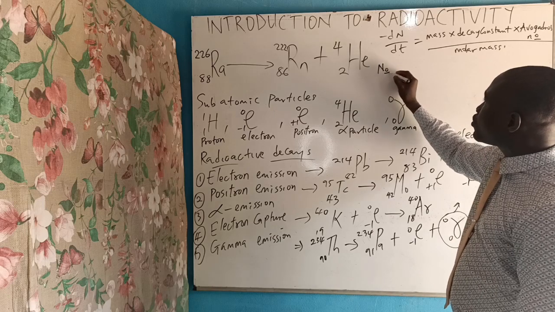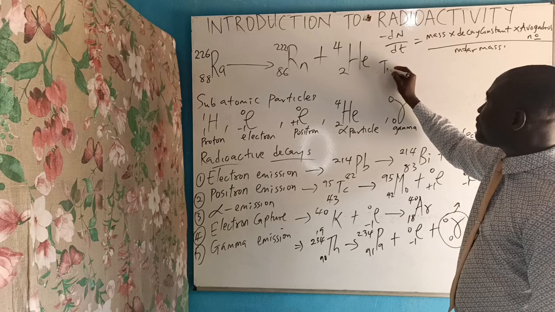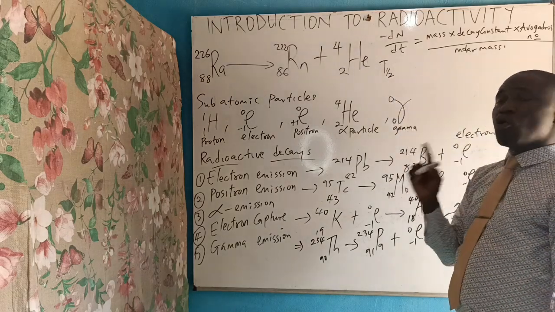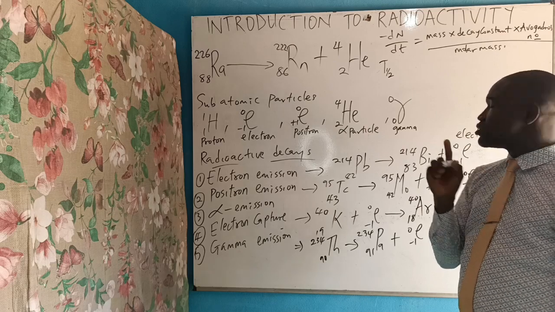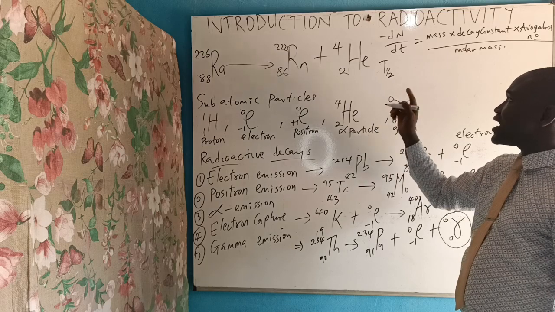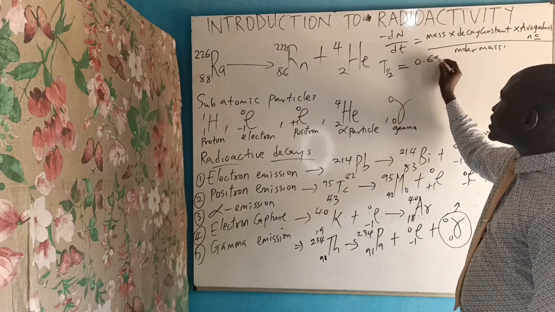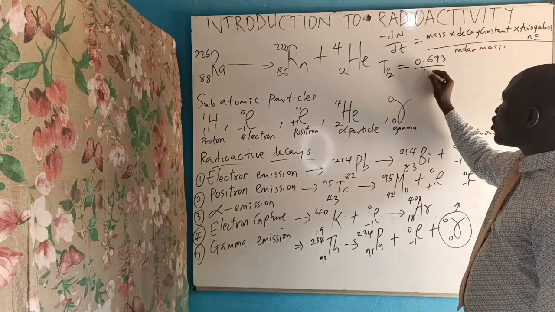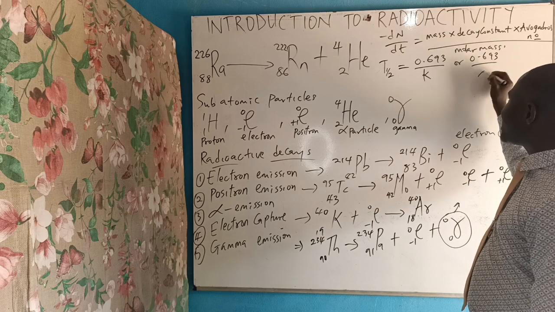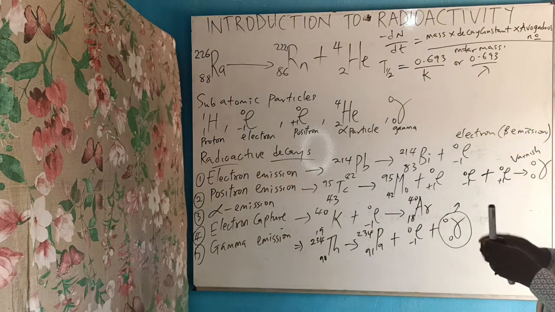Then if you are asked to calculate half-life of a radioactive element, because radioactivity obeys first order reaction law, half-life will be equal to 0.693 all over decay constant k, or 0.693 over lambda, depending on the symbol you want to use. That is about half-life.